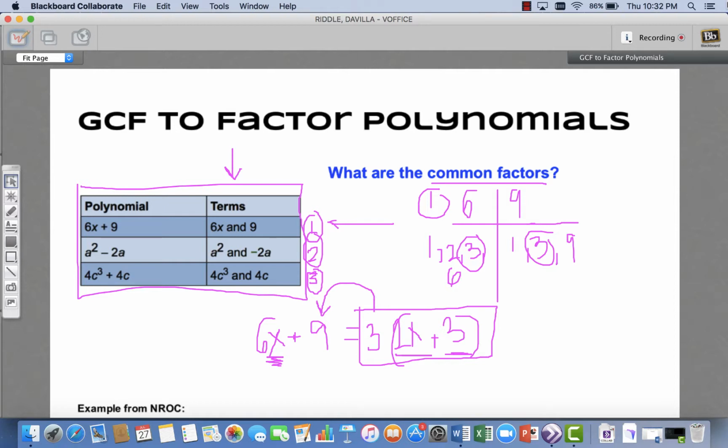Do you want to try number 2 by yourself and tell me what you get? This time I'm going to give you a hint. You're going to be factoring out a variable. Okay. Let me know if you get stuck or need help or have any questions too.